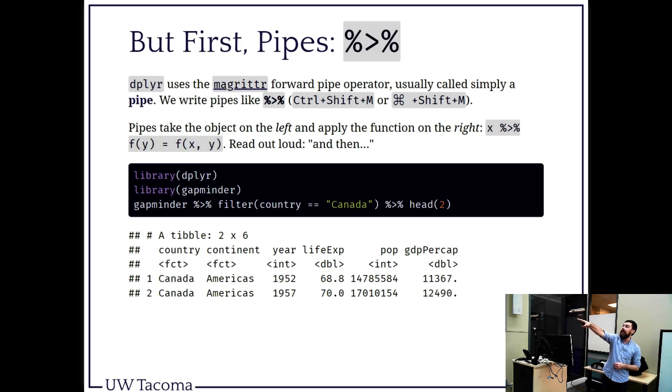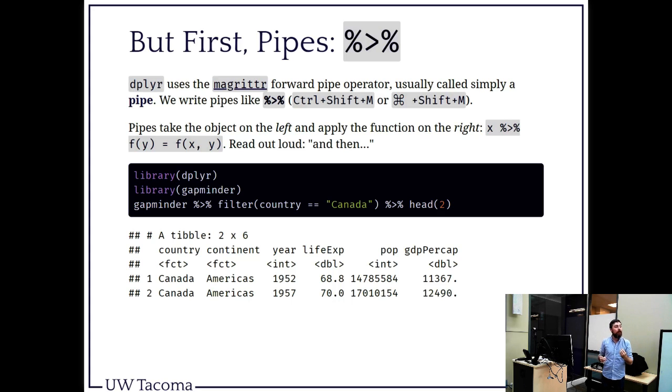So I've taken my data, filtered it to something, and then displayed 2 observations. The output is below. So you can chain an arbitrary number of functions together without creating some intervening object, and most importantly, without nesting them inside of each other. If I wanted to do this in a conventional R way, I would have to say head, filter, Gapminder, country equals like Canada. They'd have to be inside one another.